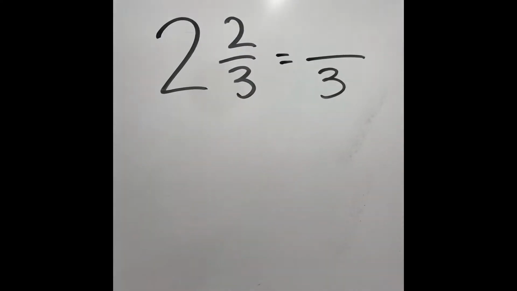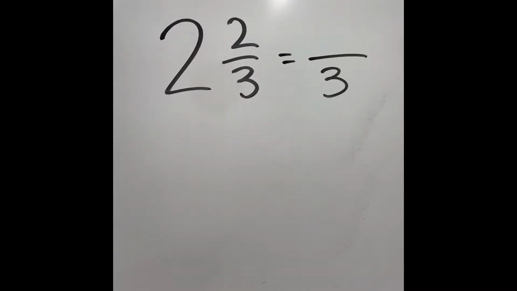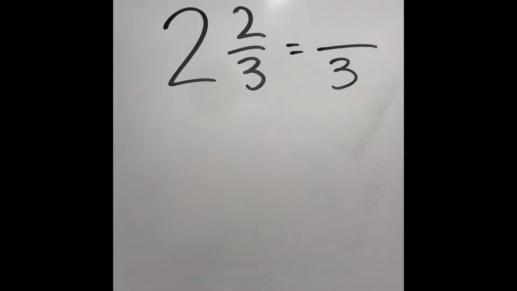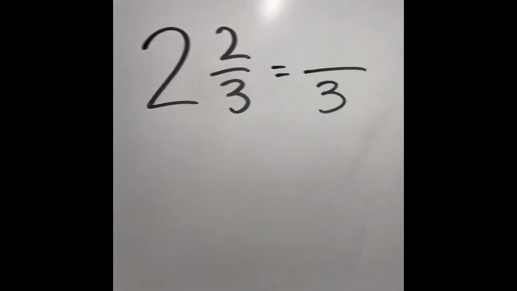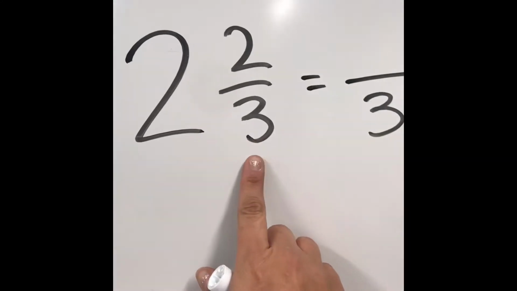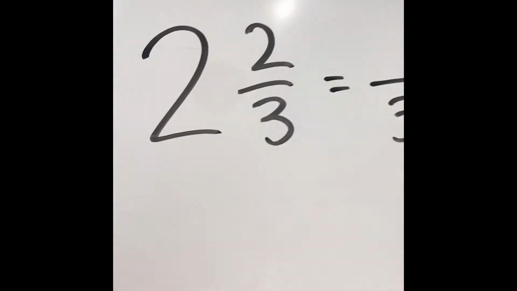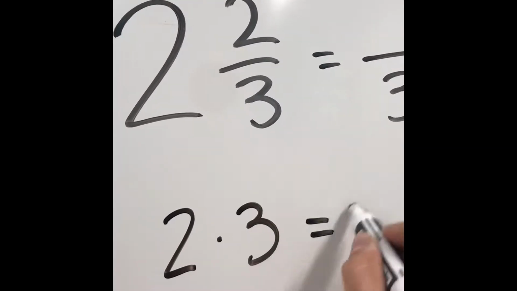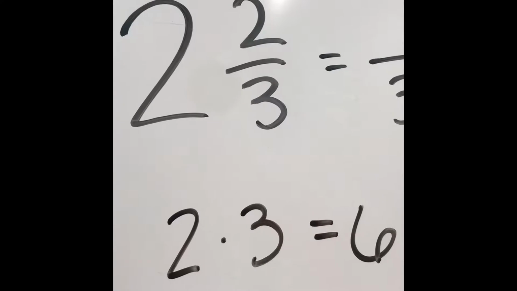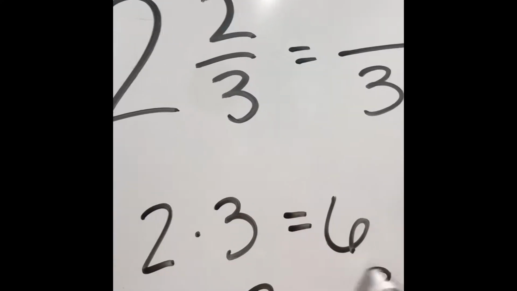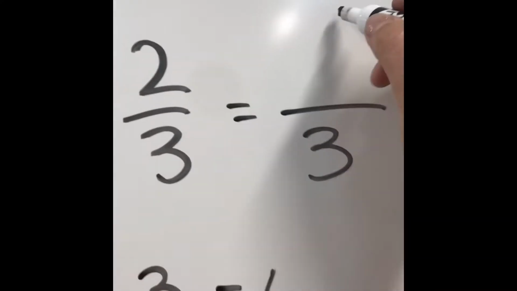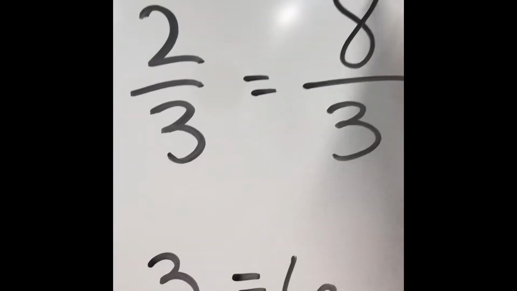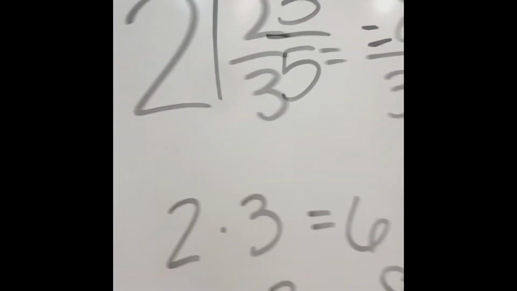So to find out how many thirds we have with 2 2/3, we need to take the whole number of 2 times 3 and add the 2. 2 times 3 equals 6, and 6 plus 2 equals 8. That gives us our numerator, and that tells us it's going to be 8 thirds.